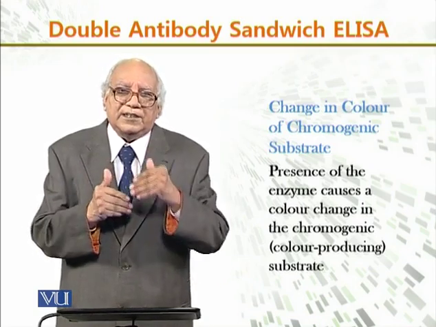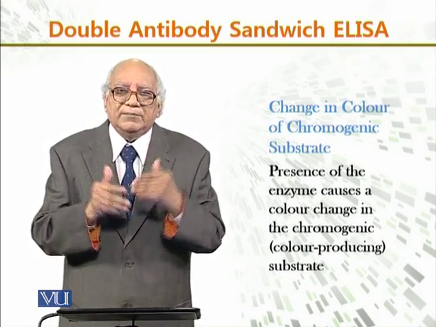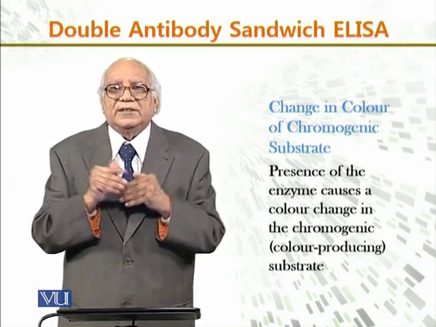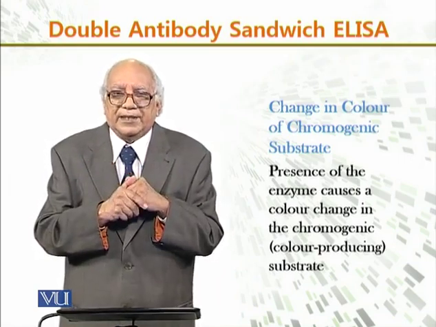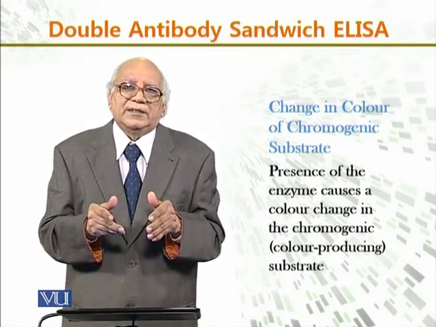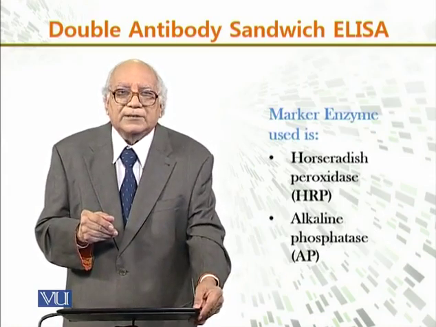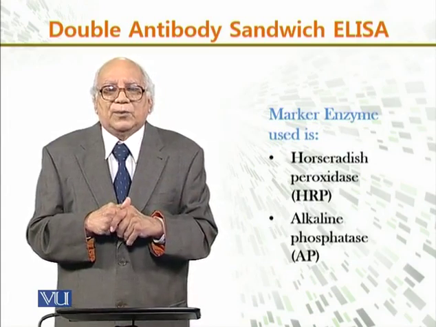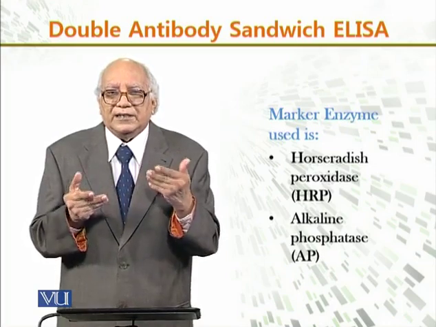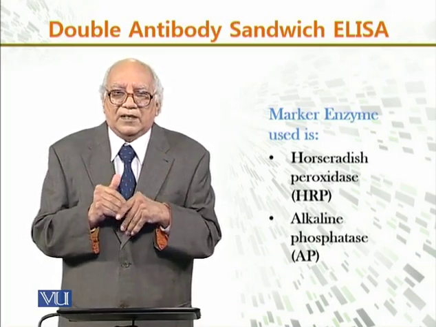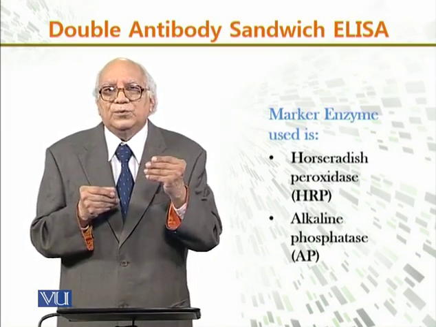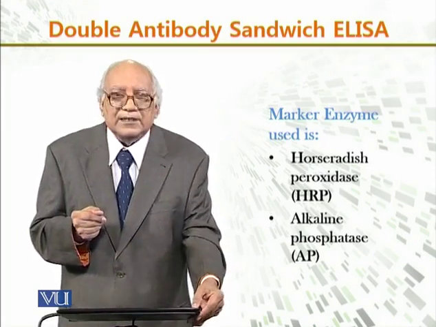So in addition, there is a marker enzyme, and the change in the color of the chromogenic substance occurs, and by reading that color, we can determine whether the antigen is present or not. Now, generally the marker enzymes which are used are horseradish peroxidase, HRP, or alkaline phosphatase, that is AP. These are the two marker enzymes which are basically used.